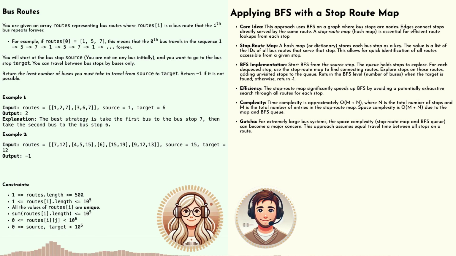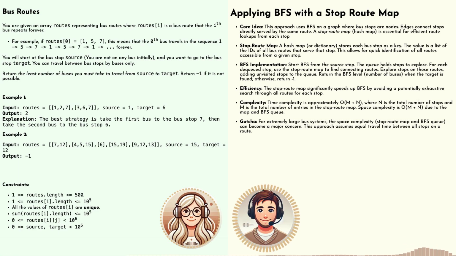We start at our source stop. We look up all the routes that pass through it on our map, and those routes become our first layer of exploration. So from here, let's see where I can go with just one bus ride. Exactly. And for each of those routes, we check all the stops it covers. If our destination is on one of those routes, great, we found the shortest path.